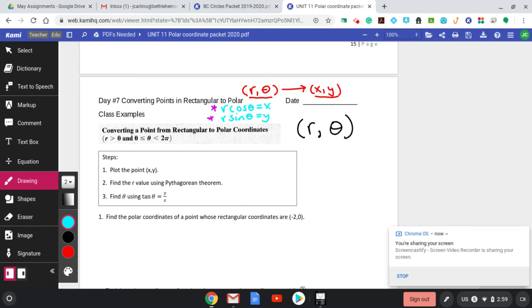We're on day 7 in your packet, converting points that are given to us in rectangular XY, and we have to convert them to polar. On day 5 last week, I gave you polar coordinates, r comma theta, and asked what it would look like on the XY graph. If you remember, we used these formulas: if you wanted the x coordinate, you do r cosine theta. If you wanted the y coordinate, you would do r sine theta. It's going to be a little bit more involved today when we hit the reverse button.